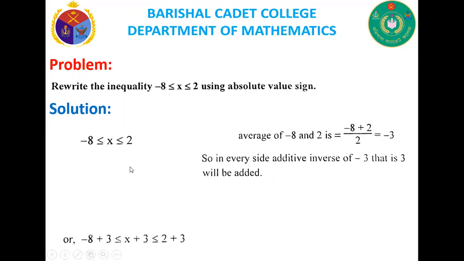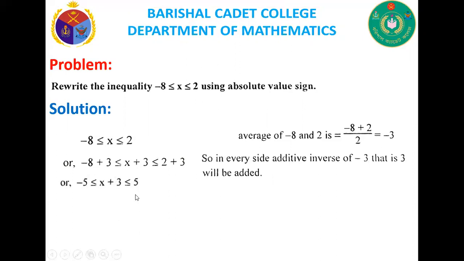So do it. Minus 8 plus 3 less than or equal to x plus 3, that is less than or equal to 2 plus 3. Finally, we get minus 5 less than or equal to x plus 3 less than or equal to 5. Again, applying the property of the real absolute value sign, we get modulus of x plus 3 less than or equal to 5.